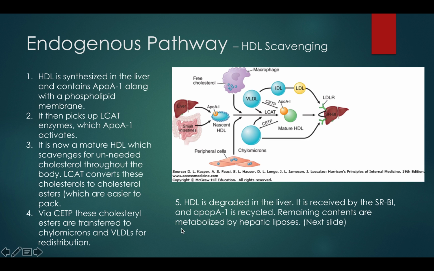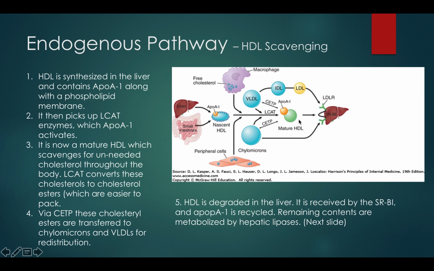Now we have to talk about HDL scavenging. So HDL molecules are secreted by the liver. So at this point, the VLDL is secreted. IDL and LDL are products of VLDL, so they're not secreted by the liver, but VLDL is secreted by the liver and HDL is secreted by the liver. So we have our HDL nascent. That's because it does not have any cholesterol esters yet. So this ApoA1 is what allows for the LCAT to work.